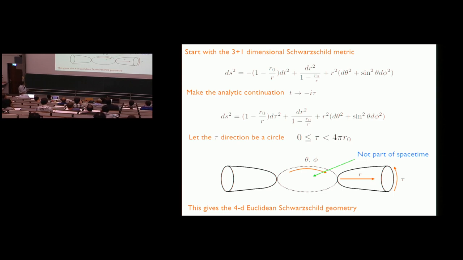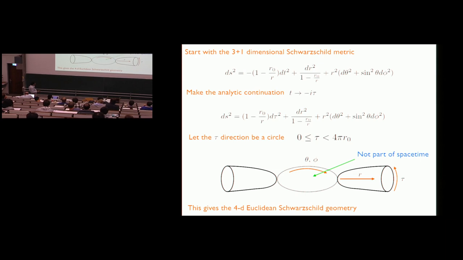The 2GM, I have just called it R0, that's the radius of the horizon. If you do analytic continuation t to minus i tau, then the dt squared becomes d tau squared and the sign here changes, so this is called Euclidean Schwarzschild. You probably know what it looks like. It actually ends at r equal to R0, so r doesn't go inside R0, and the geometry is like this. This Euclidean time direction, you have to make it a periodic circle with this radius, so this is the Euclidean time direction tau.